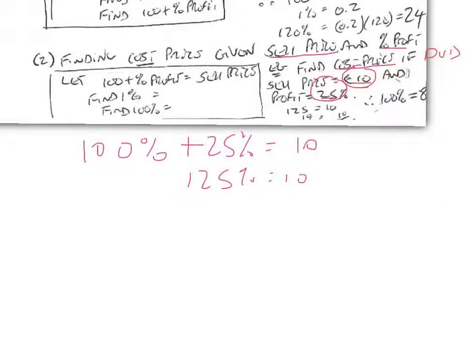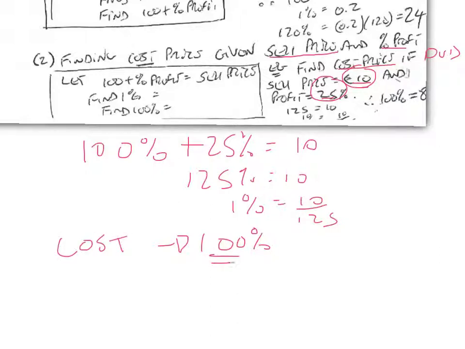So if 125% is equal to 10, we find that 1% is equal to 10 over 125, and therefore 100%, which if you recall from before, the cost price is always the 100% value, is equal to 10 over 125 times 100 over 1. And that's actually equal to 8 euros.